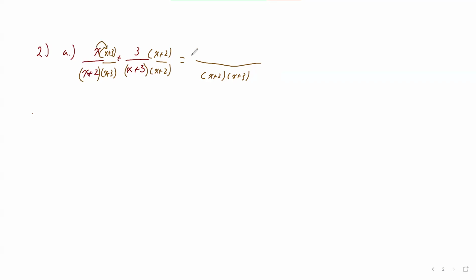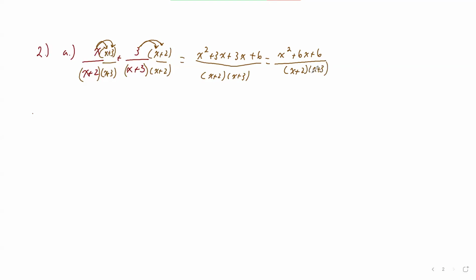So x times x is x squared. x times 3 is 3x. 3 times x, so there's a plus sign here, so plus 3x. And 3 times 2 is 6. Combine like terms there. That's going to give me x squared plus 6x plus 6. And then I have x plus 2 over x plus 3.